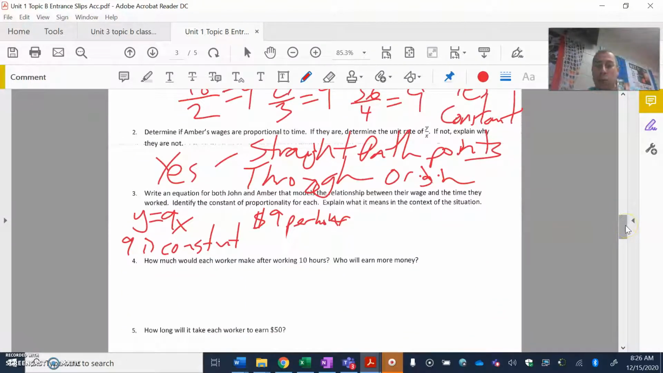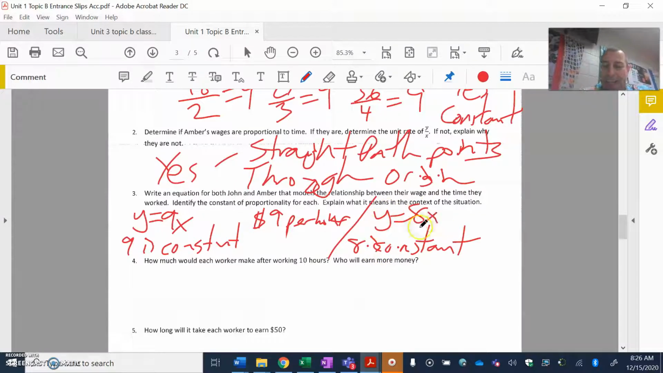I don't have to do much work. I can find it right off the graph. Go over where the time is 1 and see where I'm at. So her constant is 8, which means constant. Wow, that's some bad handwriting, isn't it? There we go. Which means the equation is y equals 8x, which means it is $8 per hour.